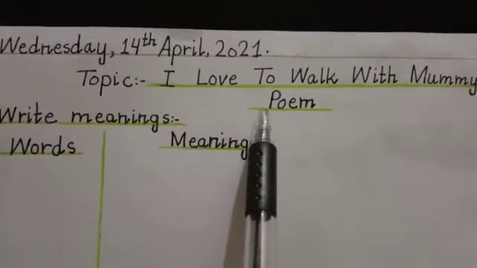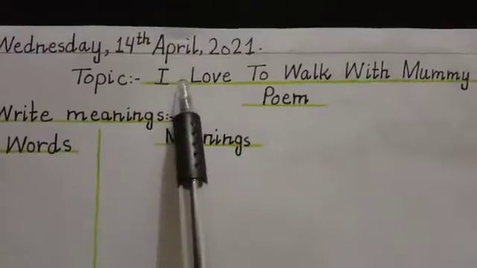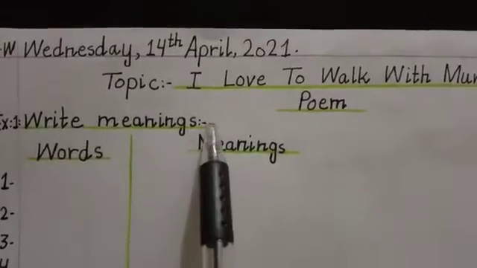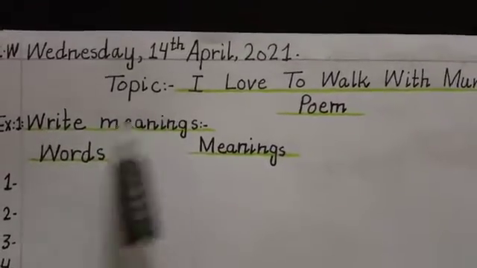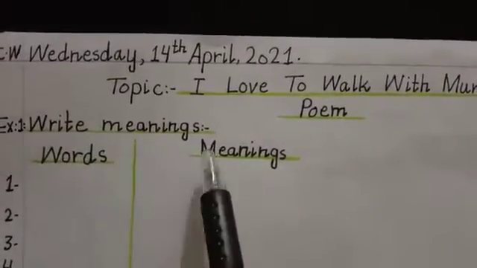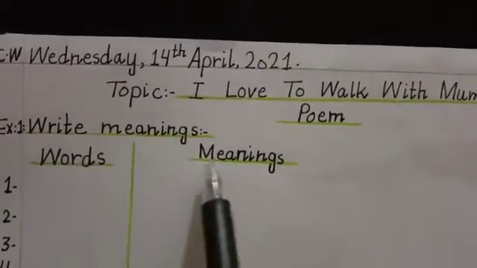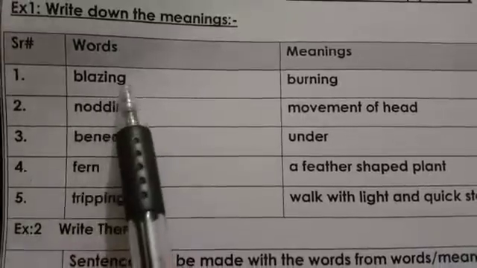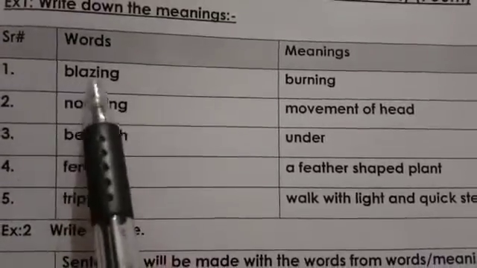Okay, then you will write the poem. It's a poem. You will underline your topic and subtopic. Then you will mention exercise number 1, write meanings, put a hyphen and underline your question. Words Meaning, W and M must be capital for words and meanings here. Then you will write your first word, that is blazing.